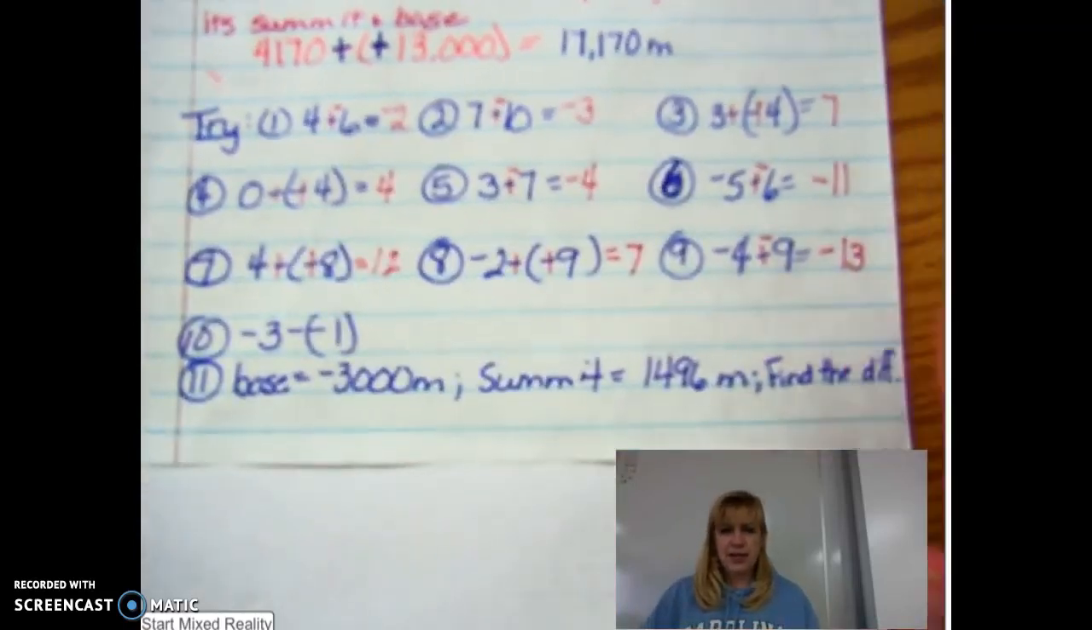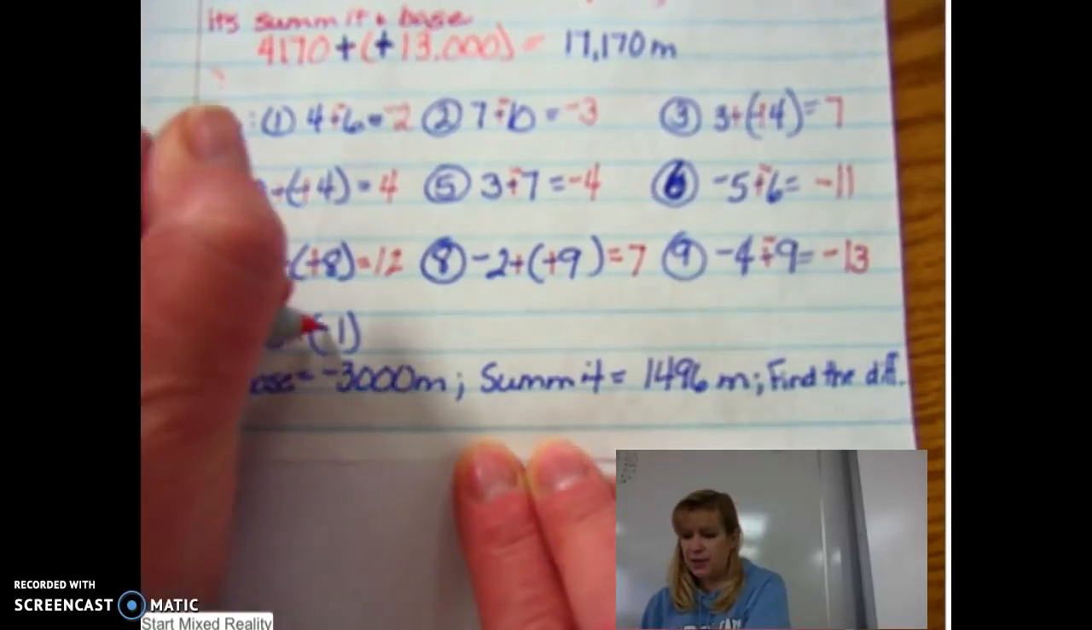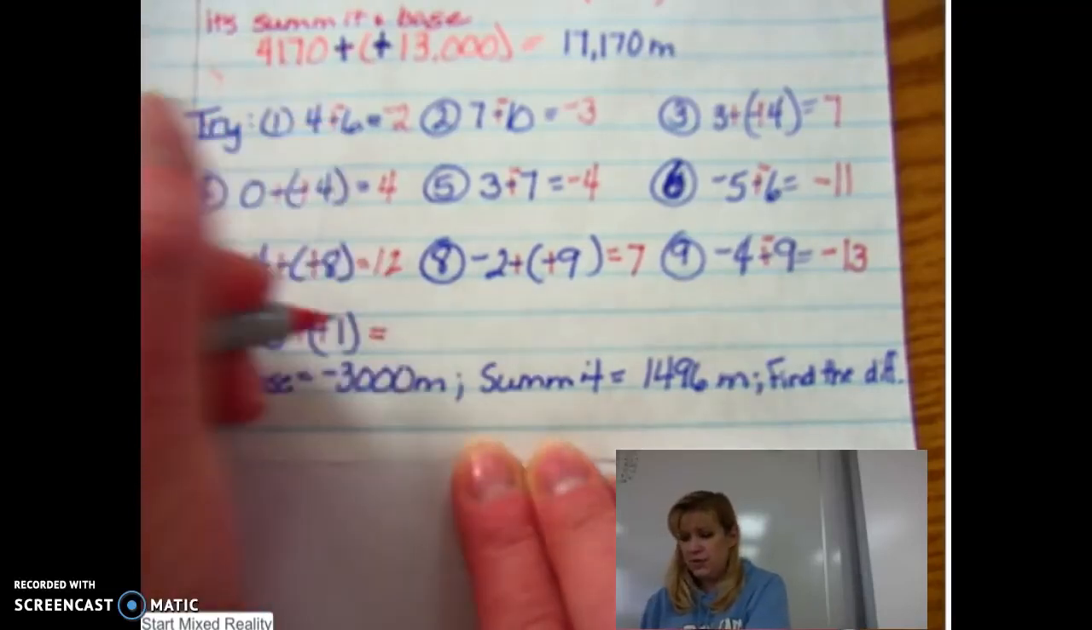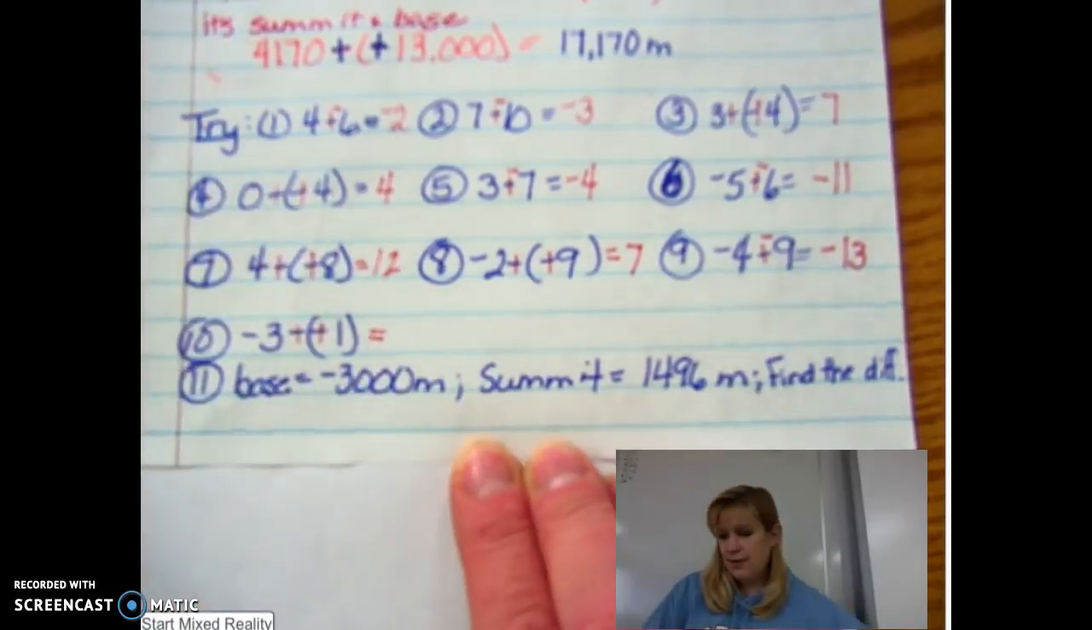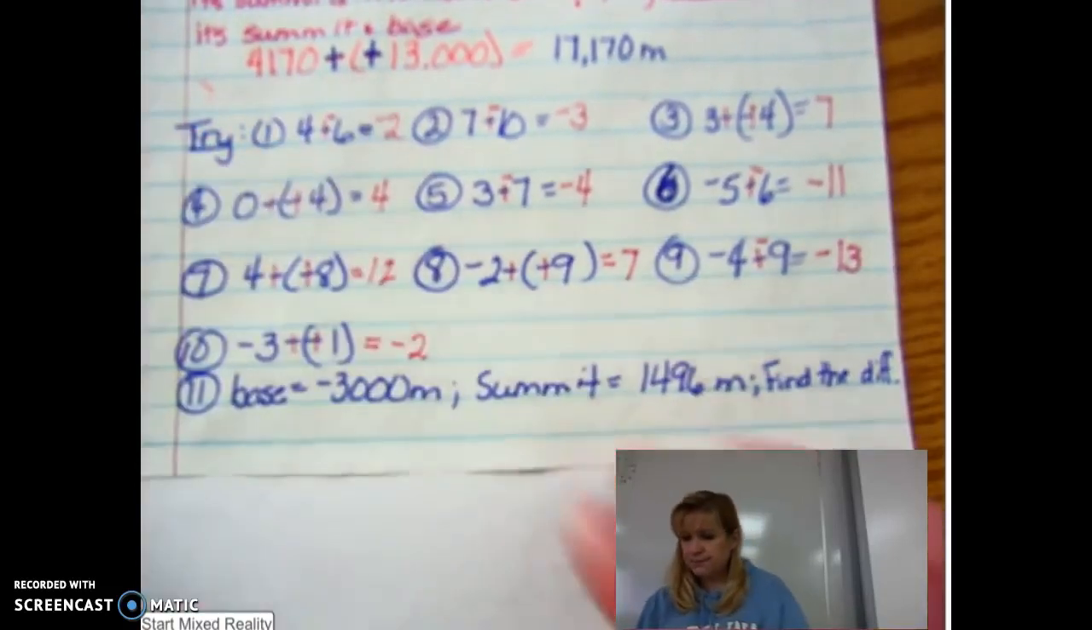Let's go through these next 2 together. I want you to remember 3 minus a negative 1 is the same as saying 3 plus a positive 1, or negative 3 plus a positive 1, which moves you on that number line 1 space to the right, which will bring you to a negative 2.